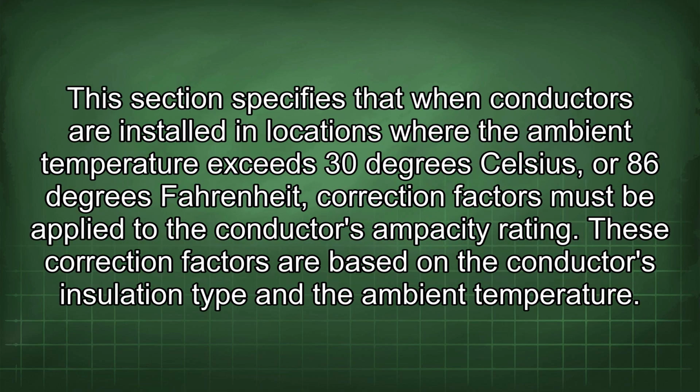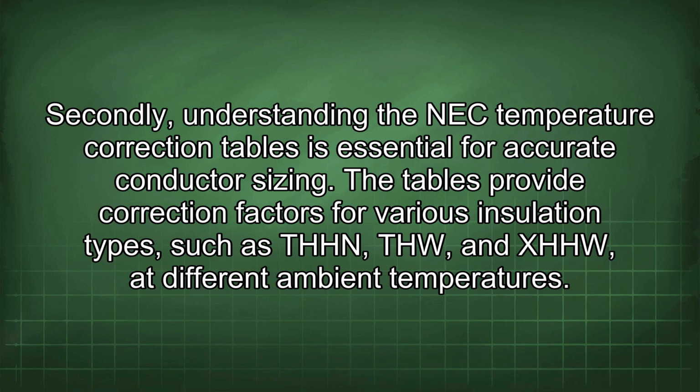This section specifies that when conductors are installed in locations where the ambient temperature exceeds 30 degrees Celsius or 86 degrees Fahrenheit, correction factors must be applied to the conductor's ampacity rating. These correction factors are based on the conductor's insulation type and the ambient temperature. Secondly, understanding the NEC temperature correction tables is essential for accurate conductor sizing. The tables provide correction factors for various insulation types, such as THHN, THW, and XHHW, at different ambient temperatures.